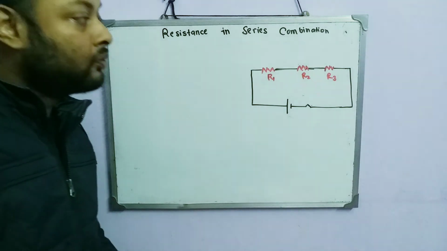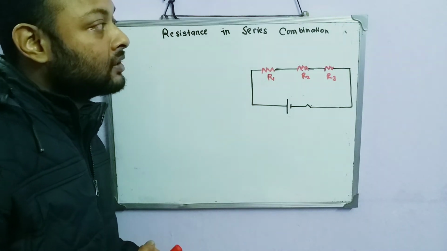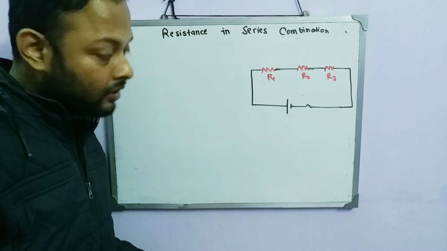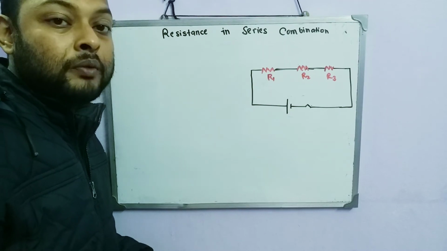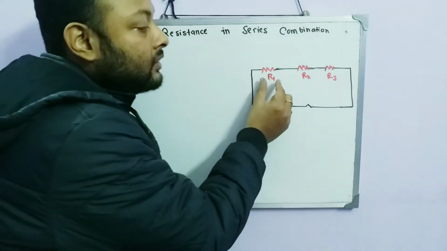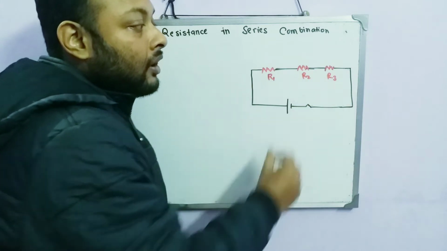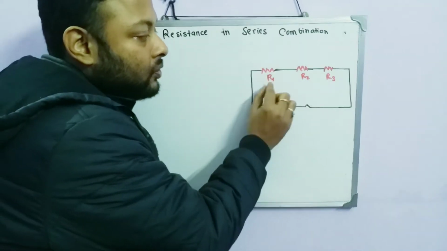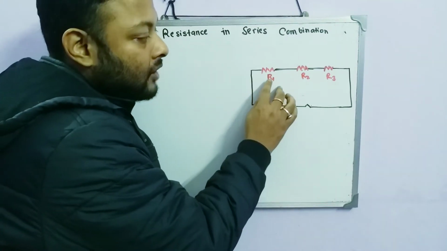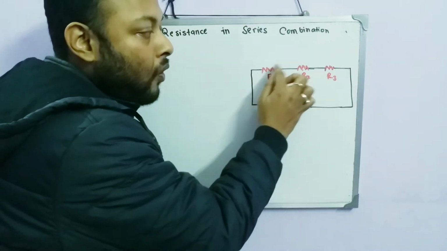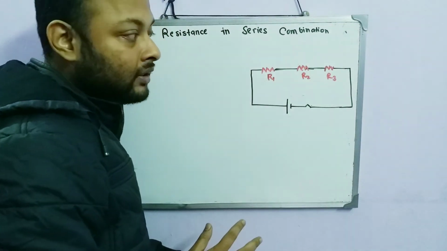So today's topic will be resistance in series combination. Now in series combination, it means the resistances are connected one after the other. So you can see there are three resistances that I have, R1, R2 and R3. All are connected one after the other.